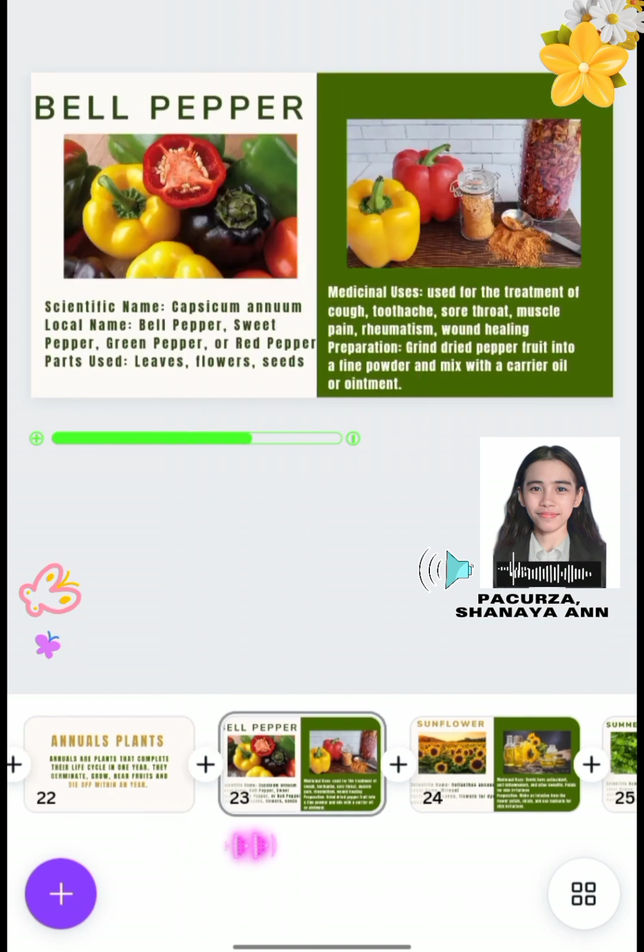The first example of annual plants is bell pepper. The scientific name is Capsicum annuum. The parts used are leaves, flowers, and seeds. To prepare a bell pepper, you have to grind pepper fruit into a fine powder and mix with a carrier oil or ointment. For medicinal uses, it's used for the treatment of cold, toothache, sore throat, muscle pain, wound healing, and etc.